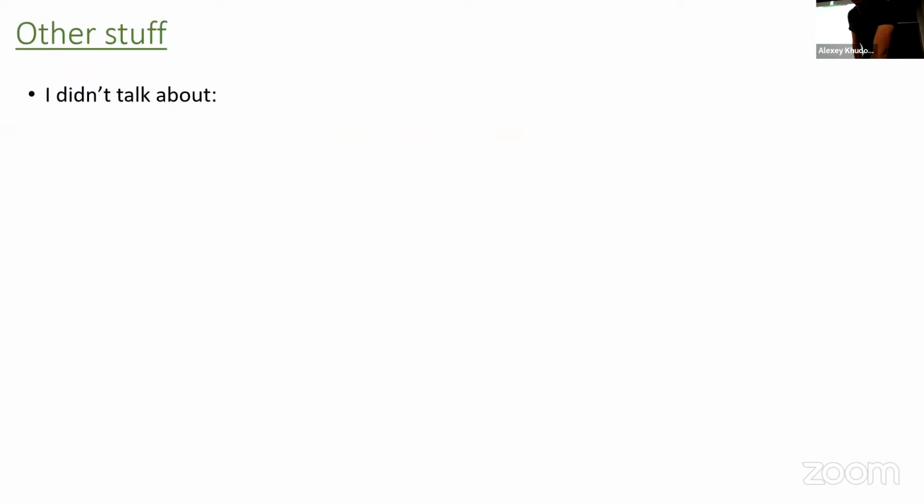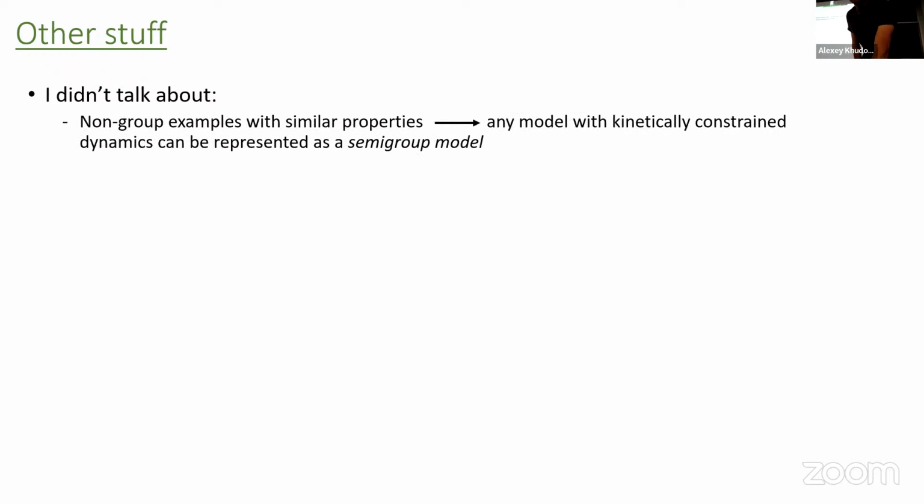So let me conclude with some other stuff. Stuff that I didn't talk about, but that will be in the paper. So I didn't talk about non-group examples with similar properties.